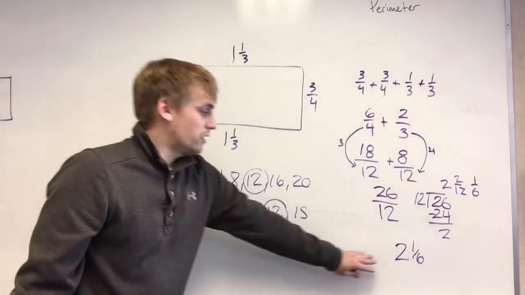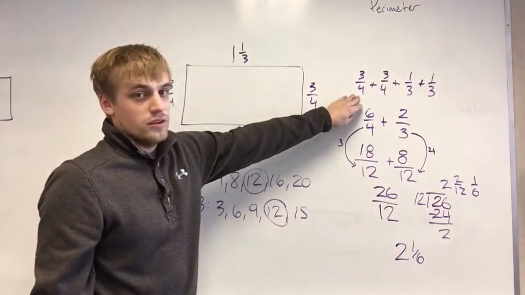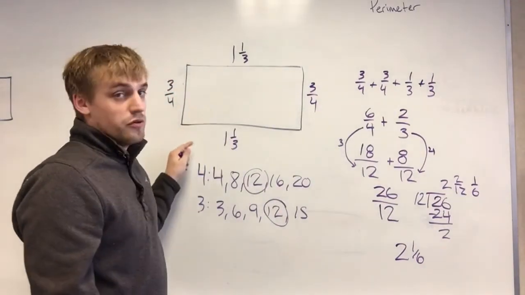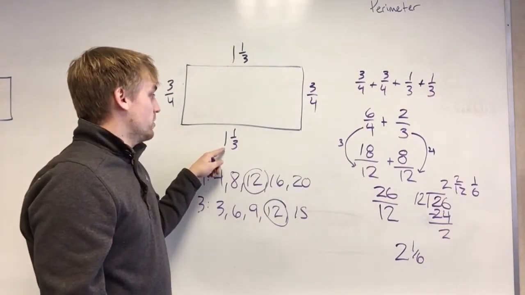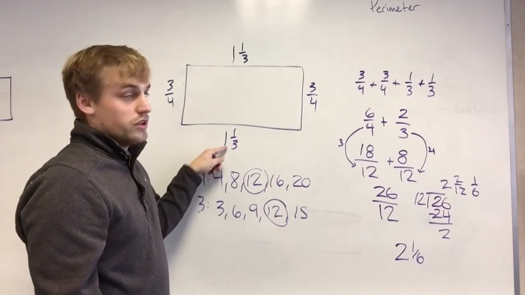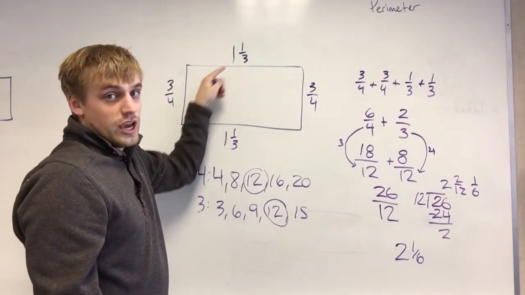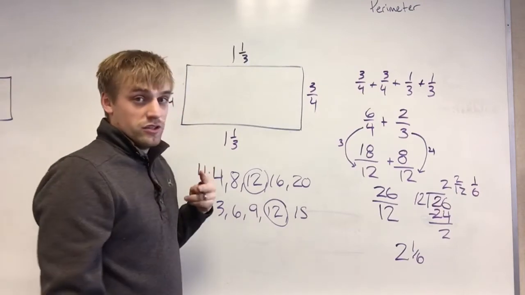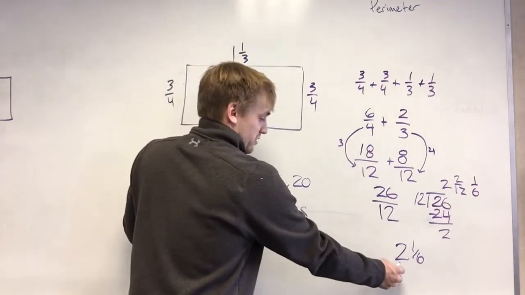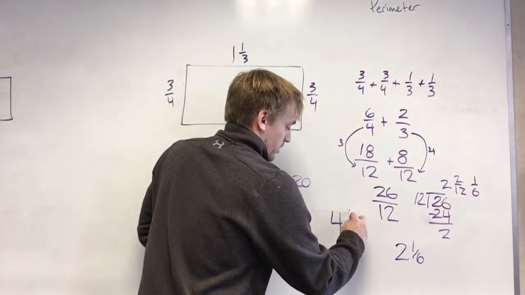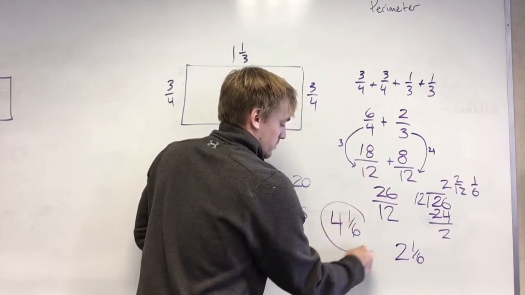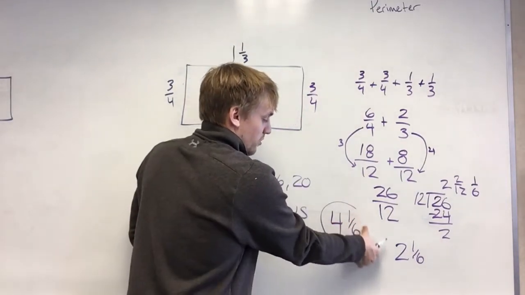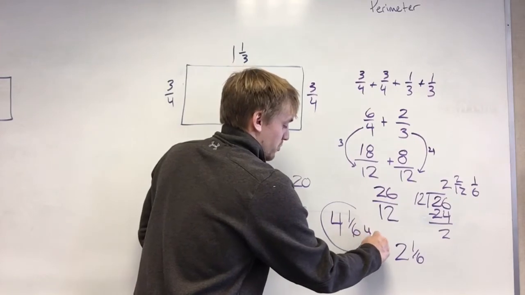Now, this is just the fractions. You also need to make sure that you don't forget the whole numbers. The whole numbers that are left are this 1 and this 1. So you're going to add 1 plus 1 to get 2, plus 2 is 4 and 1/6. And then our label for that would be units.